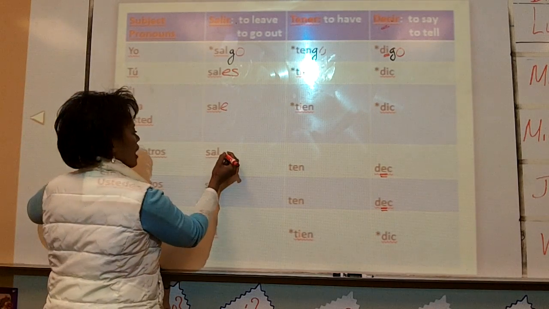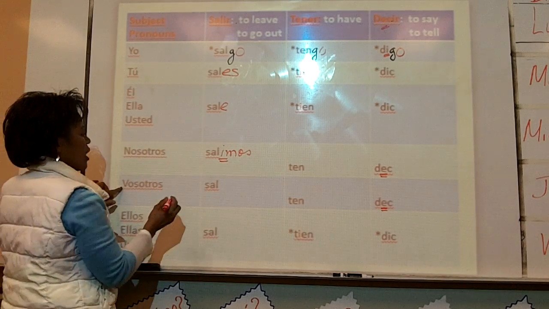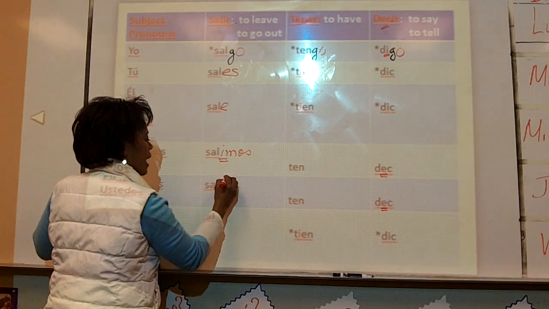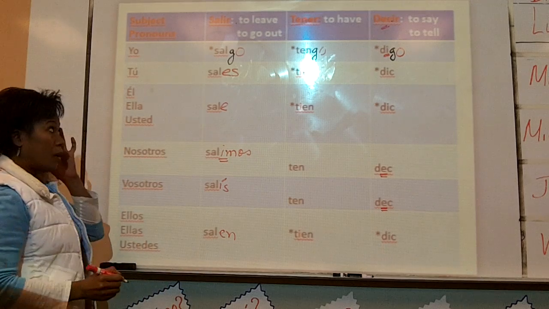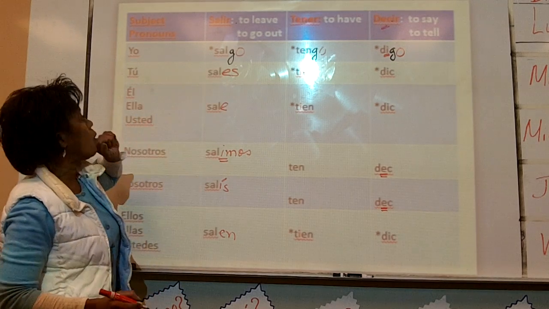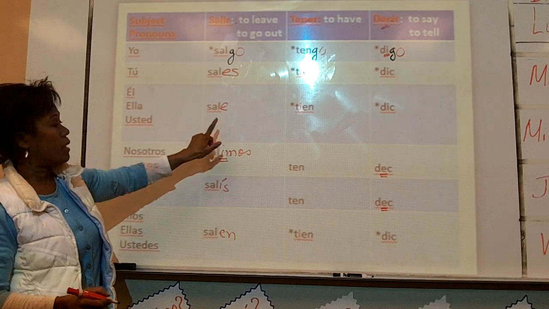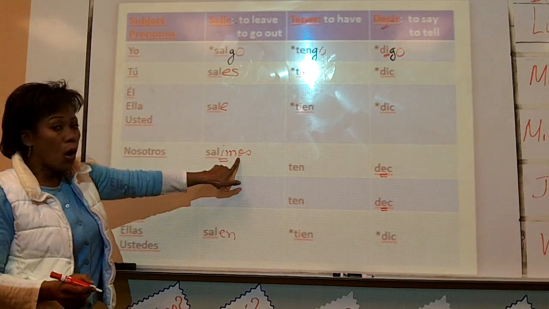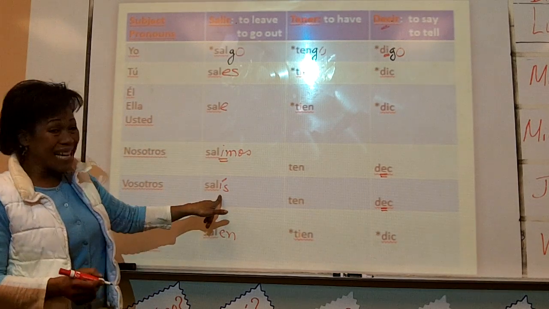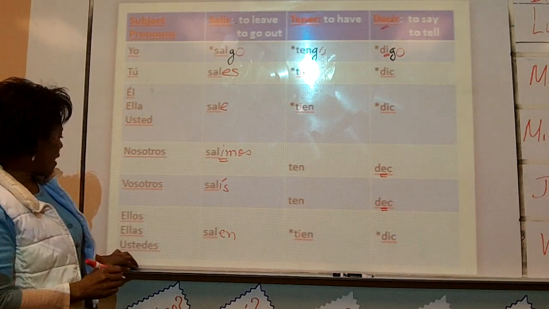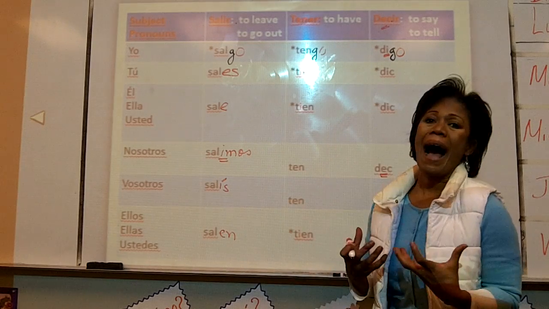Okay, nosotros salimos, vosotros salís, accent over the I, ellos, ellas, ustedes salen. Okay, so this would be yo salgo, tú sales, él, ella, usted sale, nosotros salimos, again with the I because it's an IR ending verb. Vosotros salís, no I, ellos, ellas, ustedes salen. Tener, yo tengo, I have.